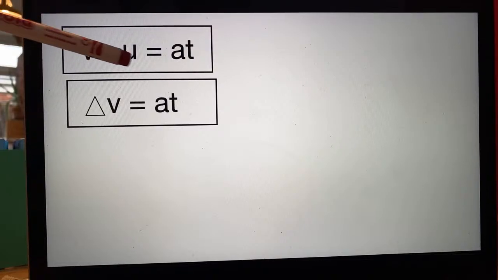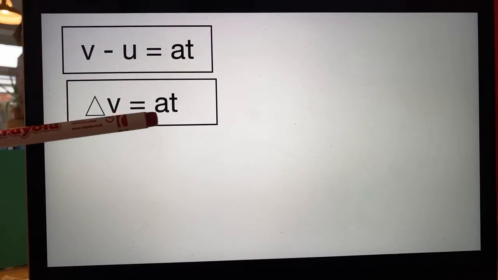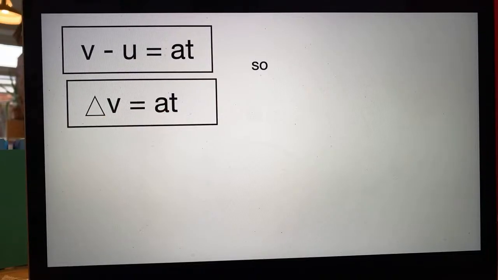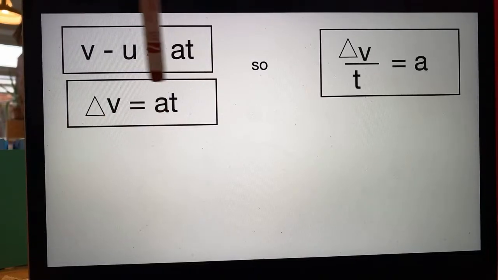So it's the same as v minus u, but it's just a nicer way of saying it. So the change in velocity equals what? Acceleration times time. So we can rearrange this equation, right? So that acceleration is the subject. Change in velocity divided by time equals the acceleration of a thing.